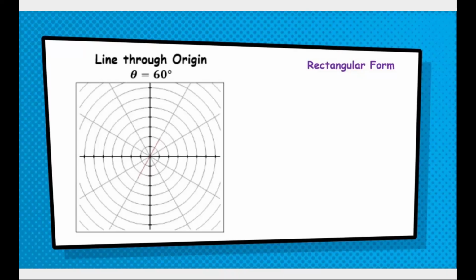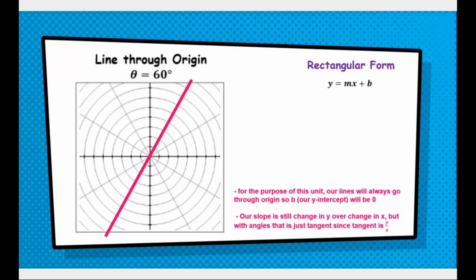Here, if I ask you to graph theta equals 60 degrees, we're just simply going to graph that, but this is going to go through the other side too. So this is a line, and so we need to think about what does the equation of the line look like. That is y equals mx plus b. I will tell you that for the purpose of this unit, our line will always go through the origin, so b will always be 0. So we're just trying to find our slope.